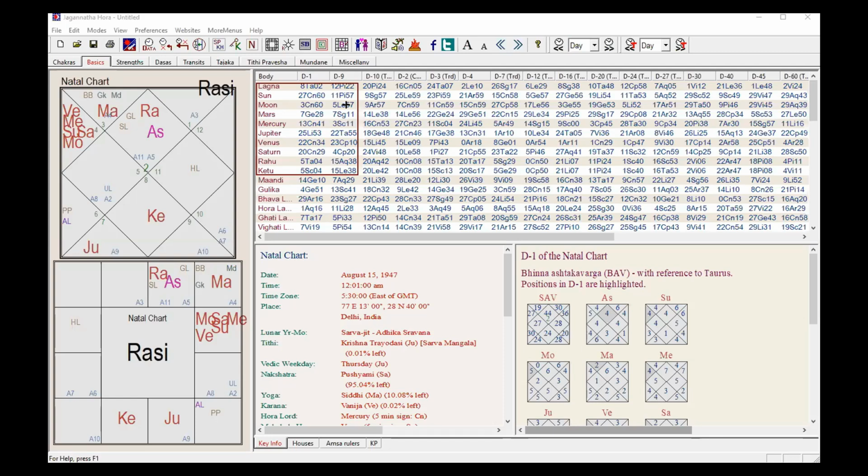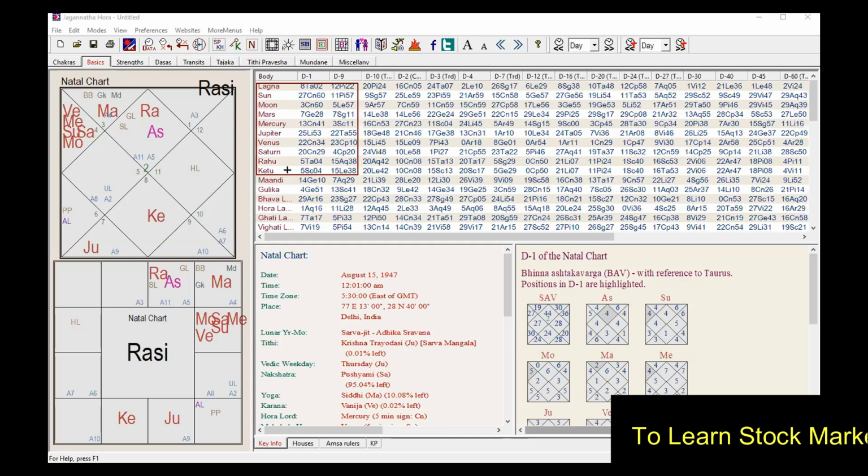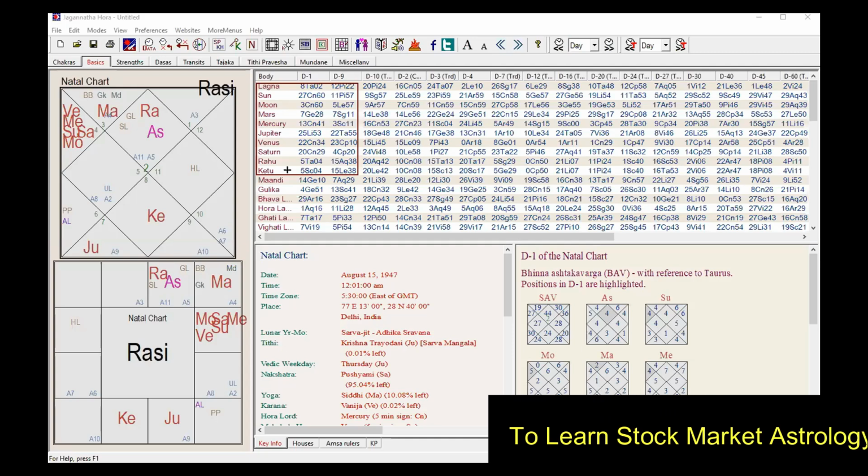Now, how to do prediction? There are different ways of doing prediction. Today I will take the simplest one, the first layer of this technique. We will see why I'm giving importance to degrees. One of the most important things: in your notepad, write down that Lagna of India's chart is 8 degree, and in D9 it's 12 degree. Just write it down in a separate paper or notepad for now.